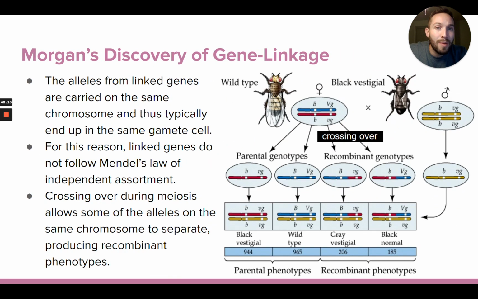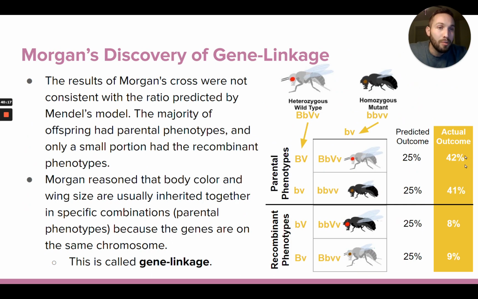Because for example, if I go back to this data here, where the actual outcome was 42, 41, 8, and 9, when it was supposed to be 25, 25, 25, 25, you might argue, well, how do you know it's not just because of random chance? It's not always going to be perfectly 25, 25, 25, 25. By random chance, the actual percentages can vary. Someone might argue that maybe this has nothing to do with the genes being linked, and maybe just by random chance these were occurring more often than these, nothing to do with anything else. And that's a fair argument.